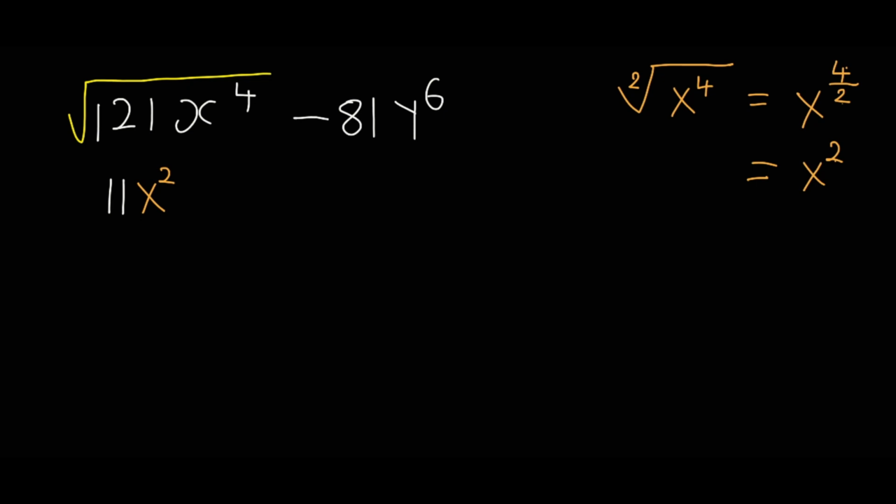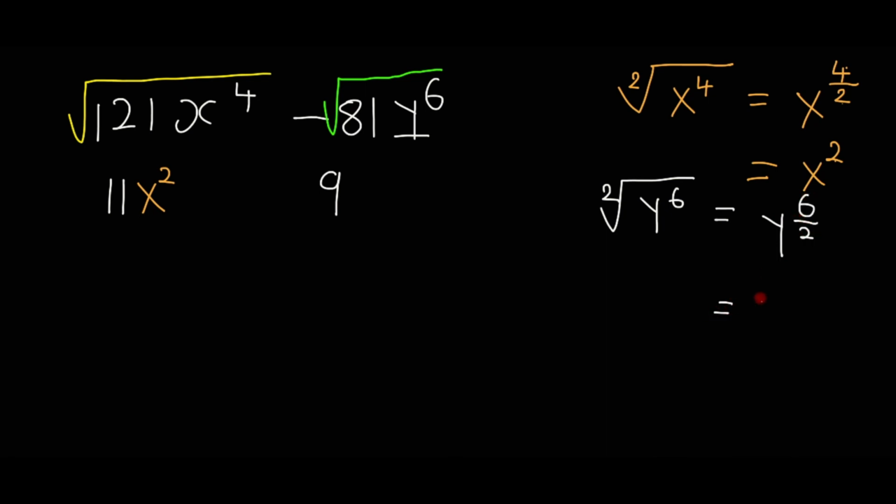And now we check this one. The square root of 81 is 9, and then we want y to the power 6, so we put the square root, this is y to the power 6, and remember it is like when we have 2, so this is y to the power 6 divided by 2, and then this is y to the power 6 divided by 2 over 3. 6 divided by 2 is 3, so this is 9y cubed.